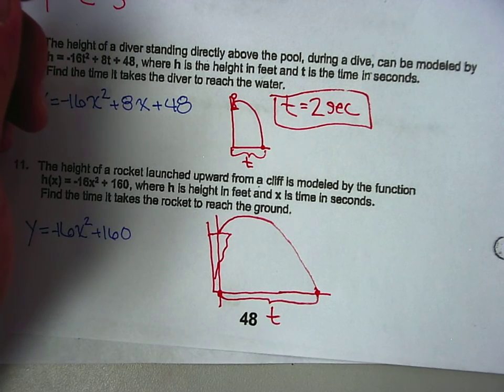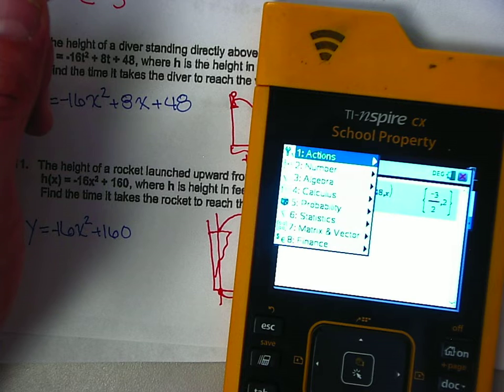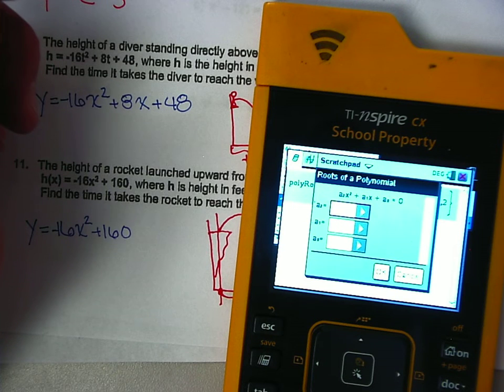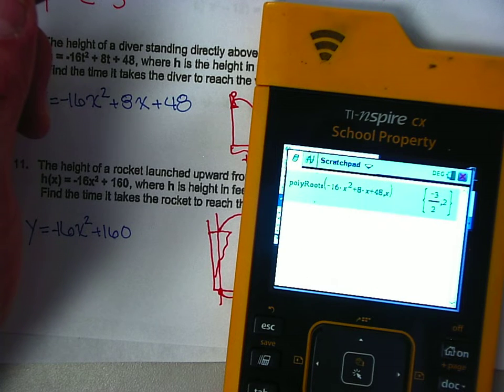Well, let's go ahead and use menu 331 to figure out how long it would take us. It's going to be a very similar problem. Menu 331, okay. I have a negative 16x squared. I have no x's, so I put 0. And then I finally have 160, which is how high off the ground the cliff is. Okay, enter. And I get 2 answers again.